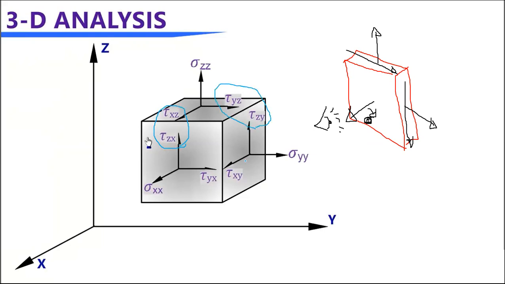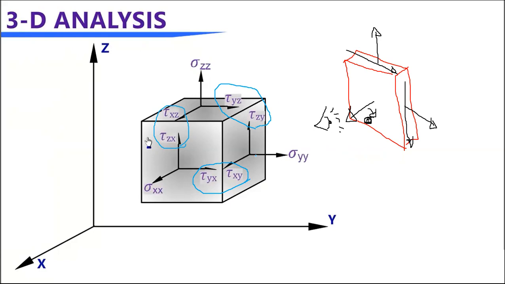So these two are equal. So you actually have 6 unknowns, right? Even if there are 9 components, only 6 unknowns are there. So six components, not unknowns, because this will be given for you to solve this. And these are the normal stress.